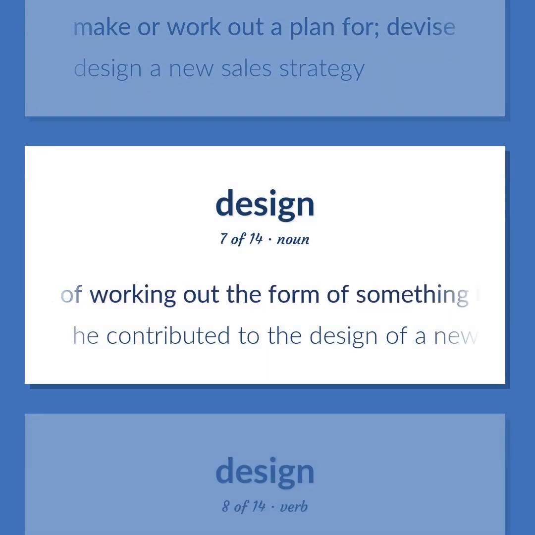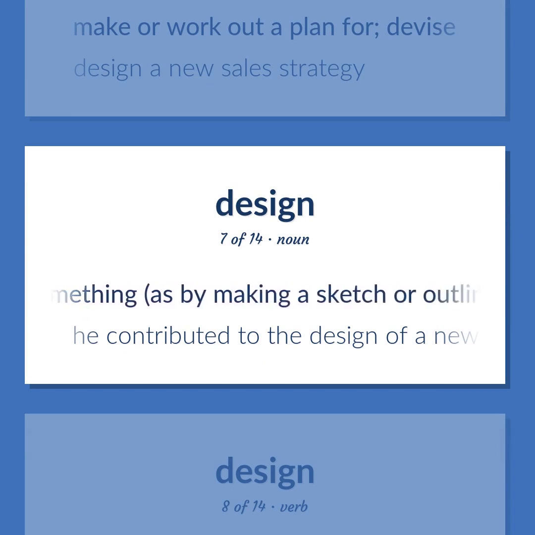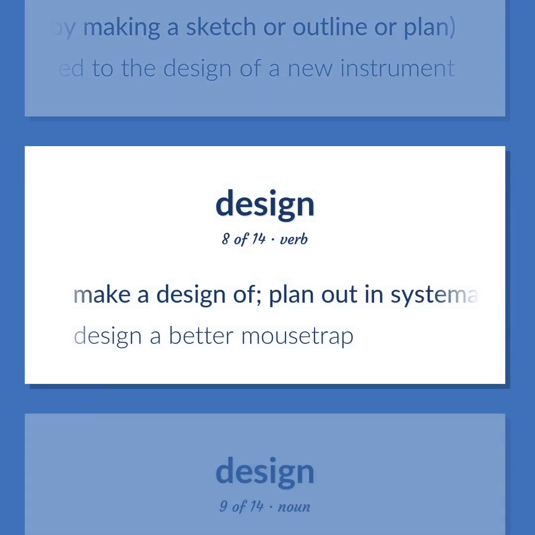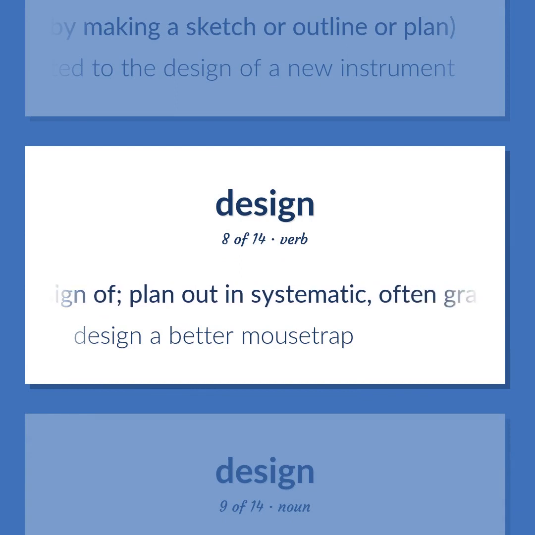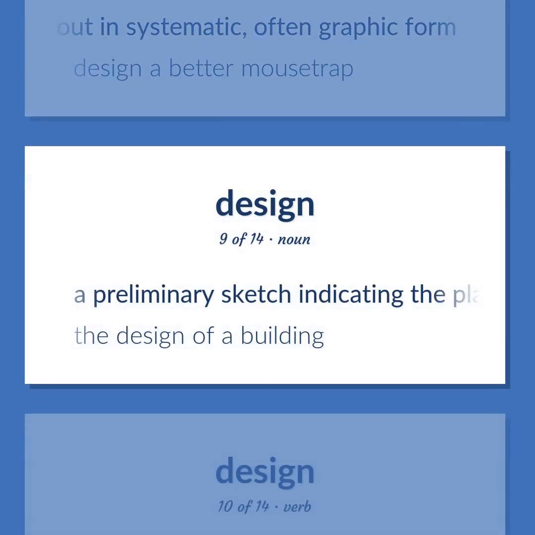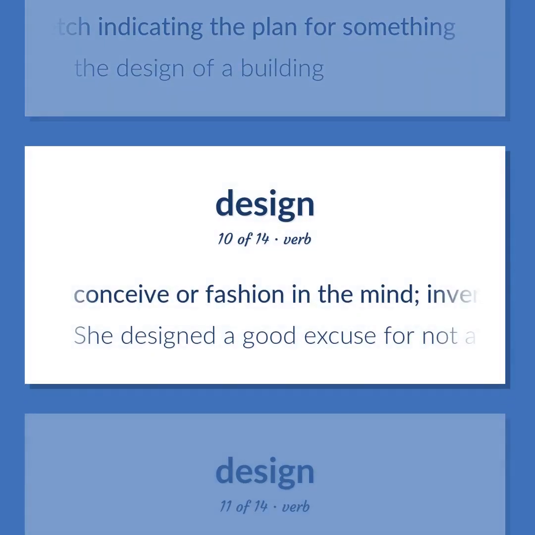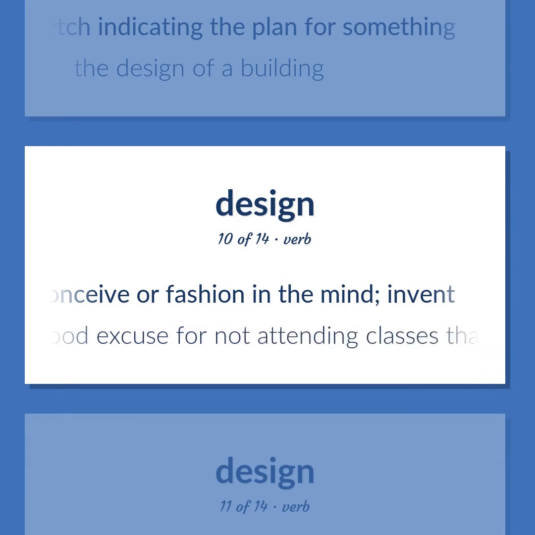The act of working out the form of something, as by making a sketch or outline or plan. He contributed to the design of a new instrument. Make a design of. Plan out in systematic, often graphic form. Design a better mousetrap. A preliminary sketch indicating the plan for something. The design of a building. Conceive or fashion in the mind. Invent. She designed a good excuse for not attending classes that day.